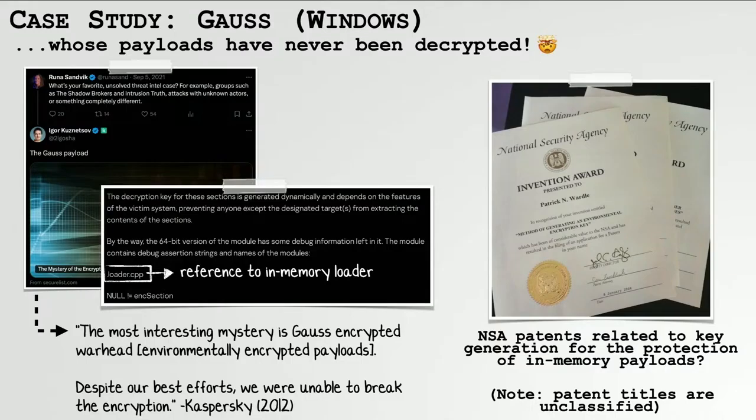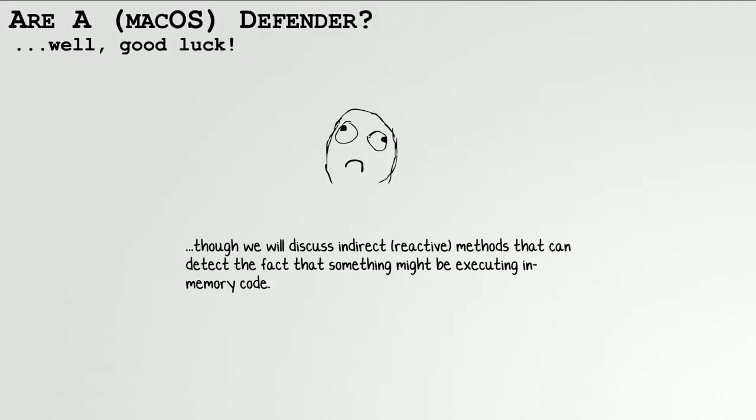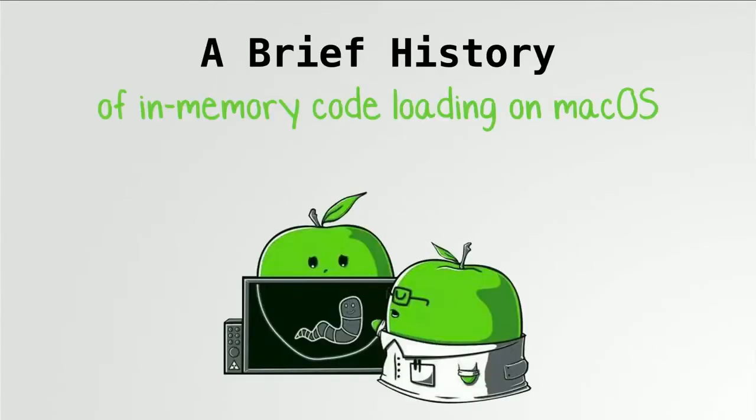Now, somewhat unrelated, it turns out that the NSA has patents related to key generation for the protection of in-memory payloads. I want to point out that even though these patents are classified, the titles of the patents are not. So, unrelated samples, but I hope this reiterates the fact that advanced adversaries are rather aware and very fond of this capability, especially because it can protect their payloads even once they are detected. So if you're a hacker, you should be using in-memory code execution. If you're a defender, good luck, especially on macOS.